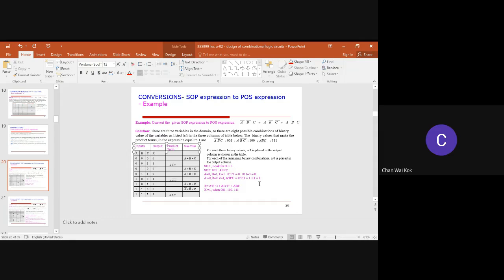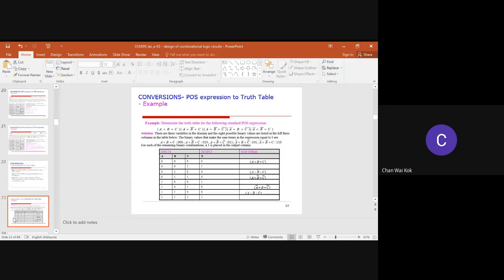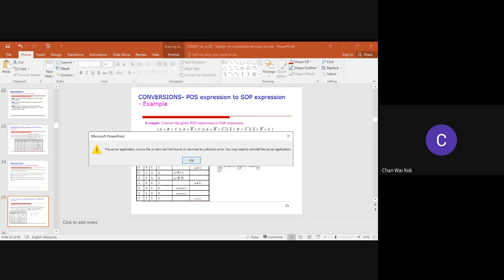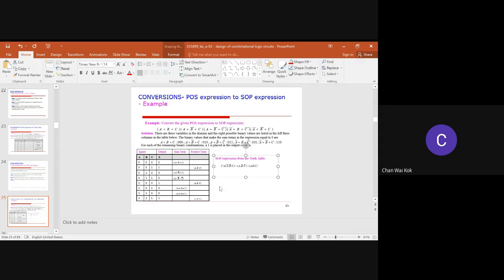Okay. You need to practice now. So these are some of the exercises. You can also convert from POS to SOP. So if you can see here, the final term will be F is X, not F.